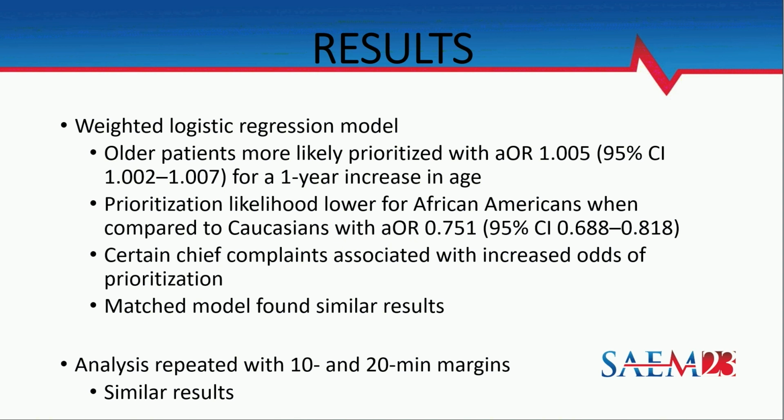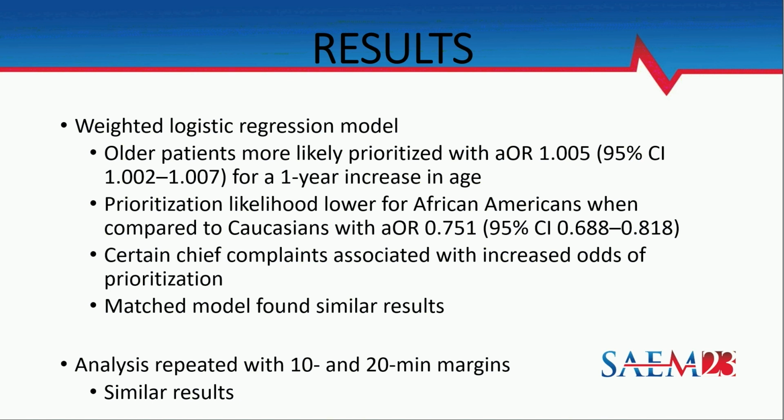So both models, logistic regression models, showed similar results. In general, older patients were more likely to be prioritized than younger patients. The likelihood of prioritization was lower for African Americans when compared to Caucasians. And there were also certain chief complaints that were associated with increased odds of prioritization. And as I said before, the other logistic regression model showed similar results.